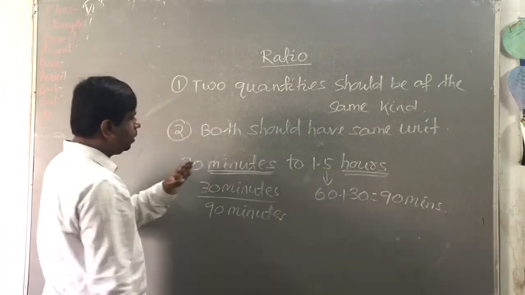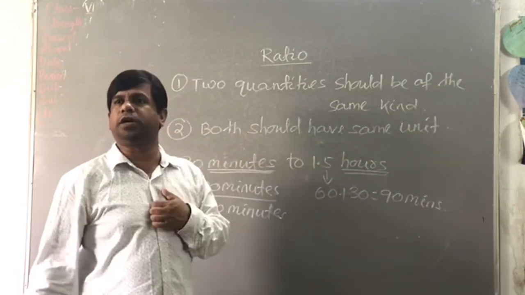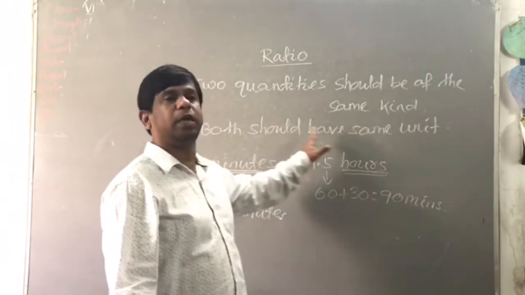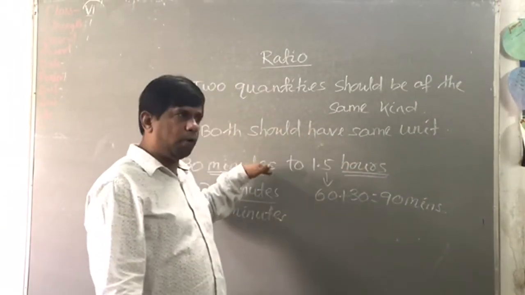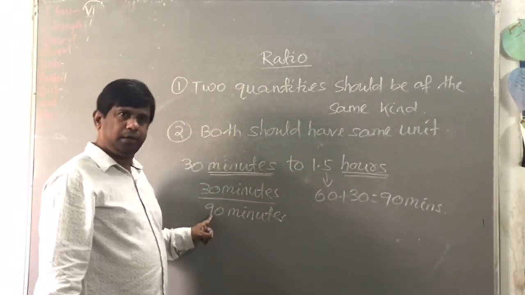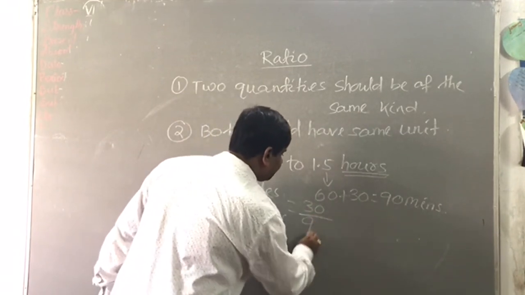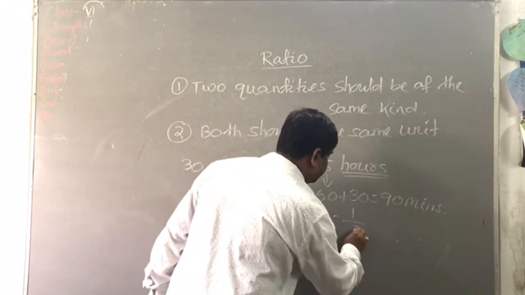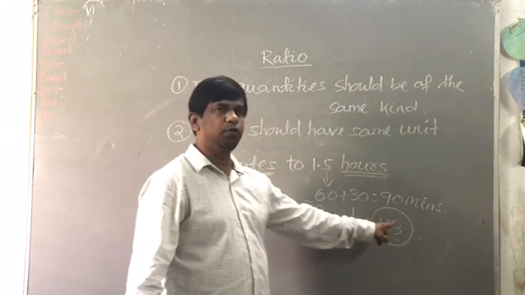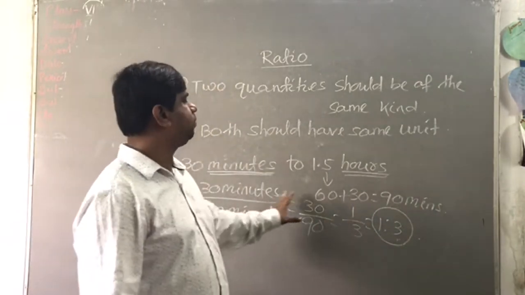You just see these two quantities are in different units, so you cannot compare between these two quantities unless they are in the same unit. So first I have converted into the same unit. You can convert the minutes into hours or hours into minutes. So 30 by 90. This will be converted into 1 by 3. 1 is to 3. So this is the ratio of 30 minutes to 1.5 hours.